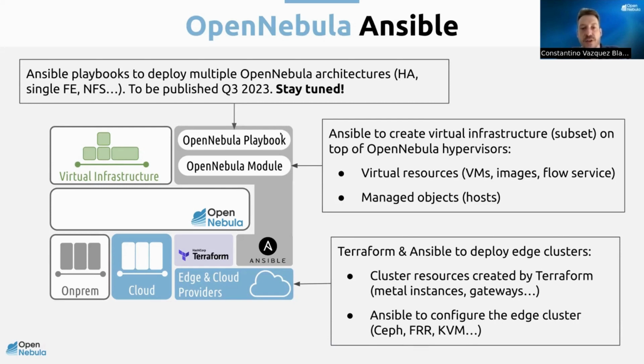We are also using Ansible underneath to provide edge clusters on different cloud providers. Coupled with HashiCorp Terraform, we are able to request bare metal instances from these different cloud providers, and then using Ansible, they are automatically configured and enrolled to OpenNebula to be able to expand the capabilities of your private cloud using these public cloud providers' resources.